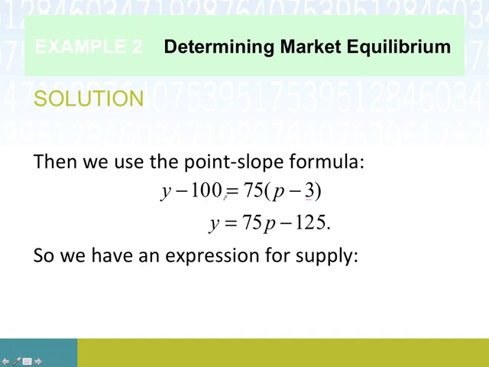So there's our input 3, our x value, our y value, the slope, and then the p value is taking the role of x in this case. So great, we have a little distribution, 75p. 75 times 3 is negative 225, and then we have to add 100 over.